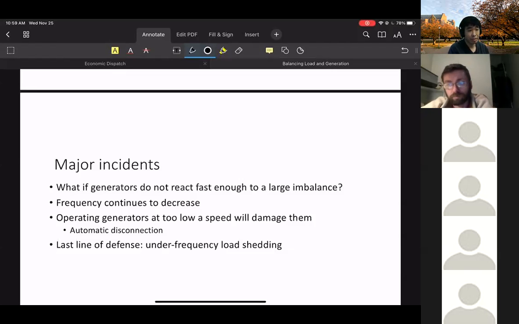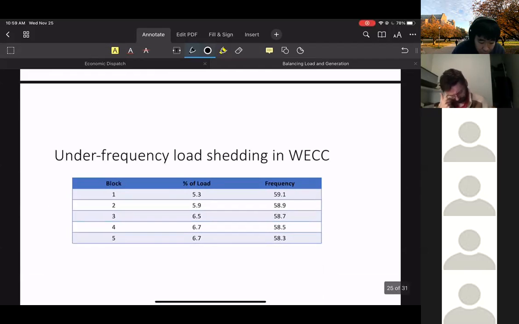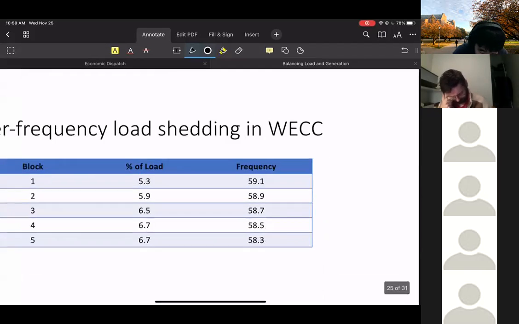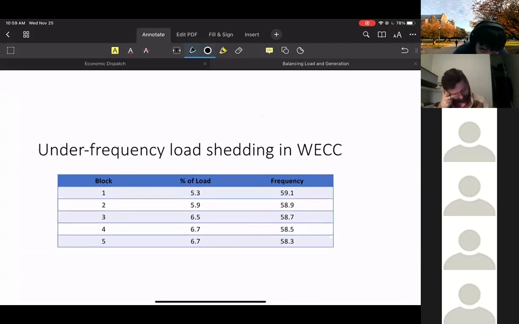So there's often a priority list of who should shed load and who should keep load. If you go to a utility, you'll look at this load shedding list. Okay, so for example, if you look at the WECC, so this is the Western Interconnect.